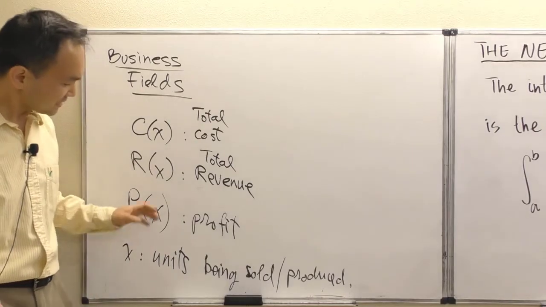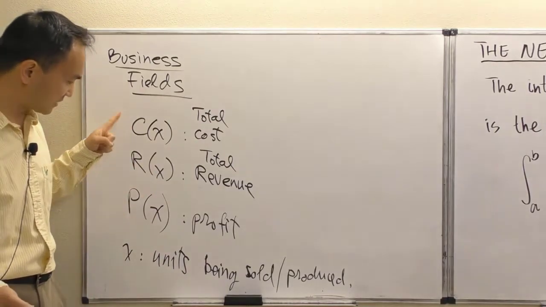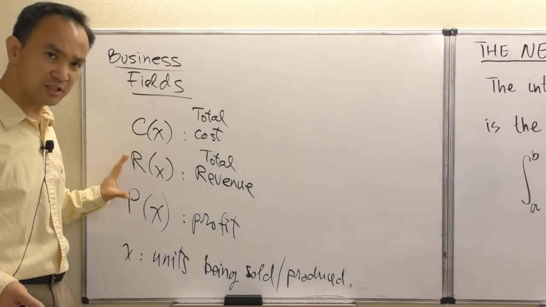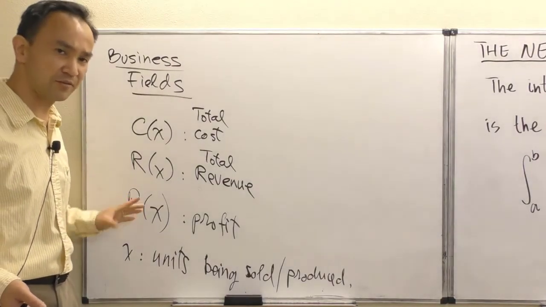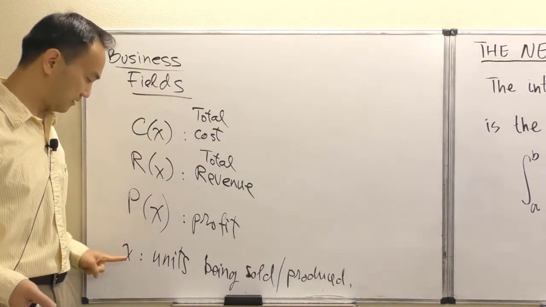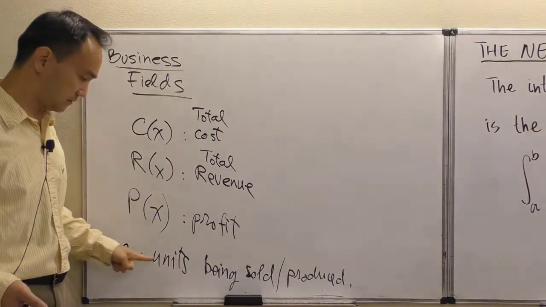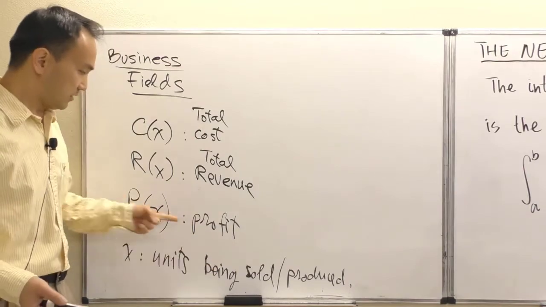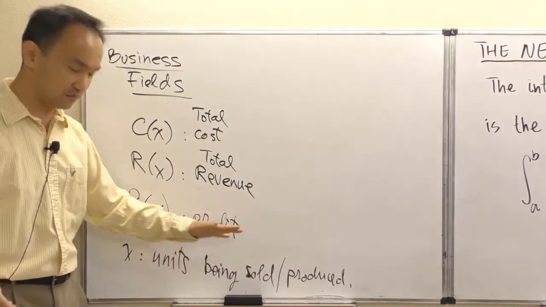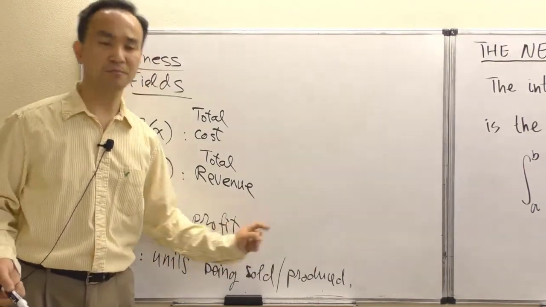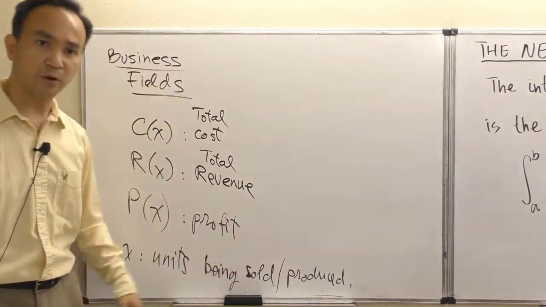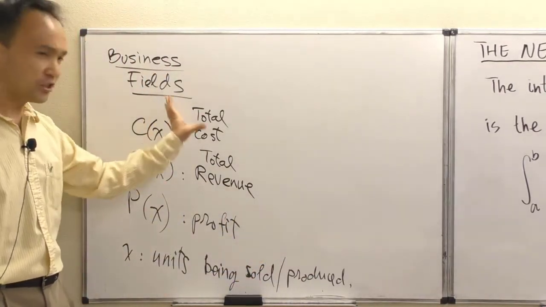So that's revenue, that's cost, and that's profit. These are the quantities that business professionals work with a lot of the time and very intensively. And these functions are all in terms of x, the variable being the number of units either being sold or being produced. It's a different way of interpreting it, but the same variable. But now that's just the function.